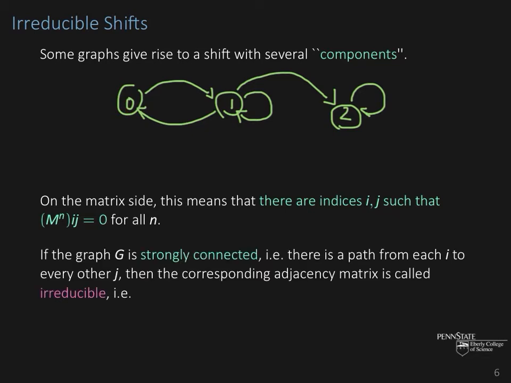If such indices i, j do not exist, graph theoretically this means that the graph G is strongly connected. That means there is a path from each node i to every other node j. Then the corresponding adjacency matrix is called irreducible. So algebraically, we have that for all i, j, there is a power n such that the nth power of M, the entry ij, is not 0. So there exists at least one path from i to j.